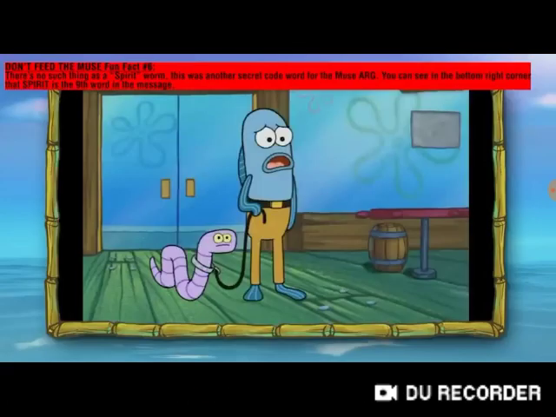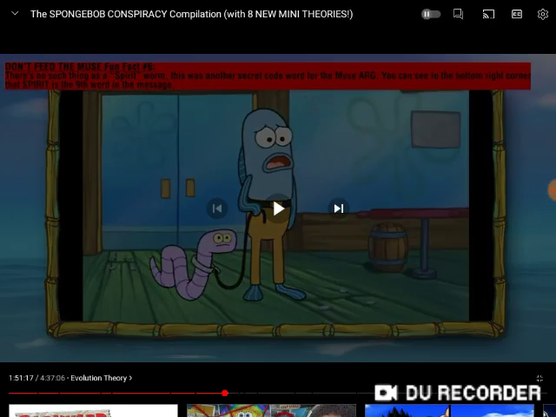There is no such thing as a spirit worm. This was another secret code word for the Muse ARG. You can see in the bottom right corner that spirit is the 9th word in the message.